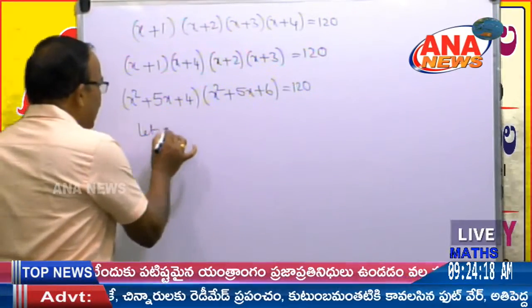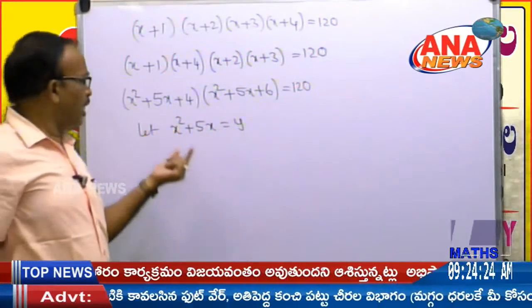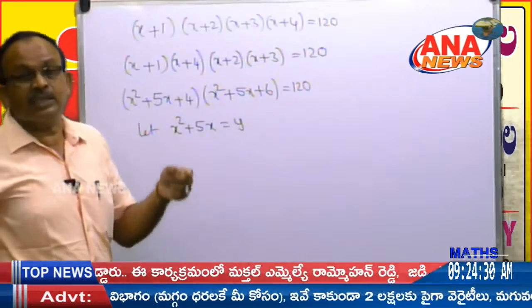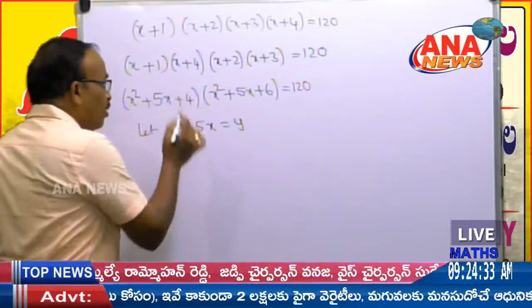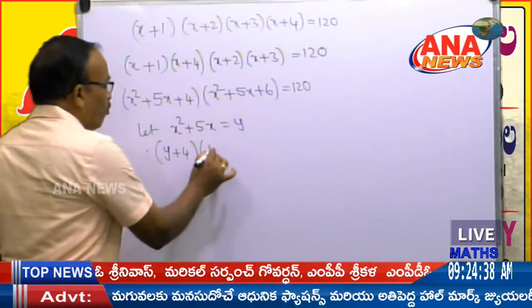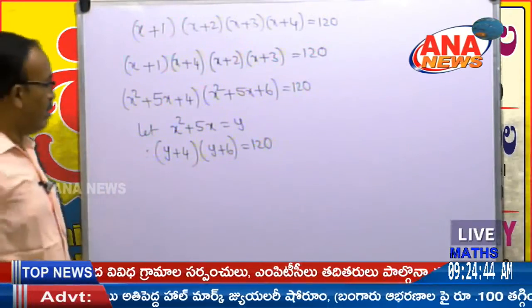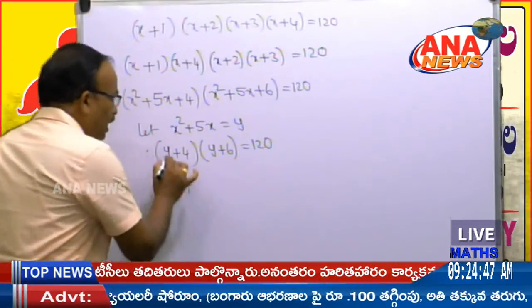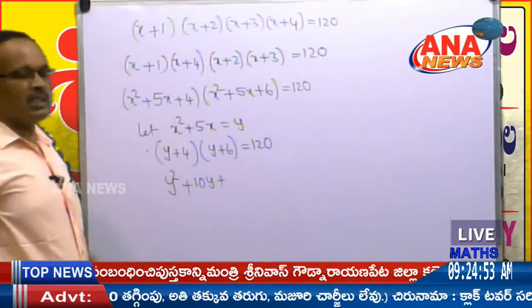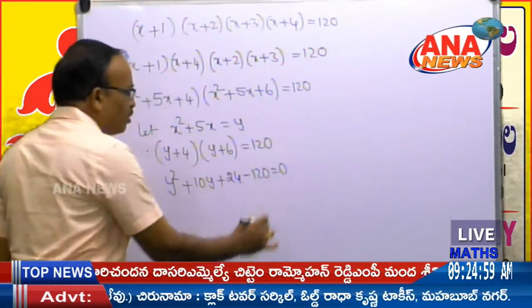So, let x square plus 5x be equal to some y. Of course, if you take x square plus 5x plus 4 equal to y, then this one becomes y plus 4 into y plus 6 is equal to 120. Simplify that: y square plus 6y plus 4y, 10y, plus 4 into 6, 24, minus 120 is equal to 0.